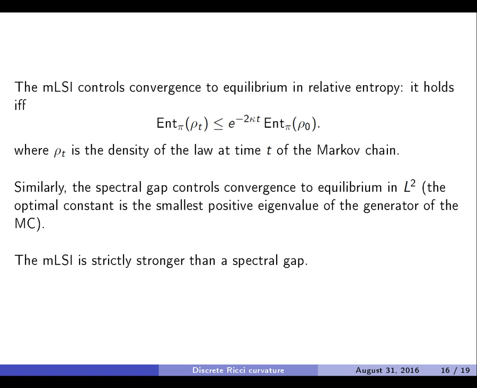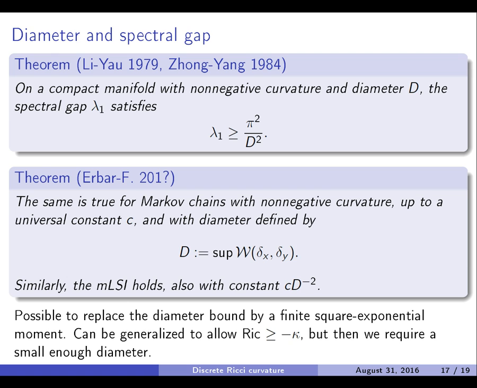Okay, so once you know this, the next thing I want to talk about is what's going on if you don't assume curvature to be bounded below by a strictly positive constant, but just assume it's non-negative. So in the Riemannian setting, you have classical results of Li Yau and Zhong Yang that tell you that on a compact manifold with non-negative curvature and some bound on the diameter, the spectral gap is bounded from below by pi squared over d squared. The first result by Li Yau was this, but with an extra factor 2. And then Zhong Yang removed the factor 2, and now this constant pi squared is actually optimal.